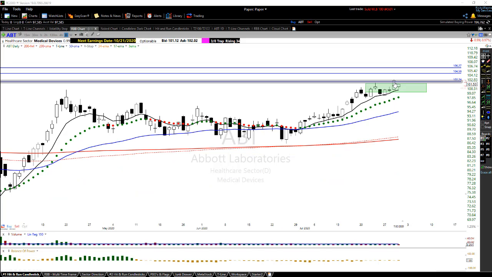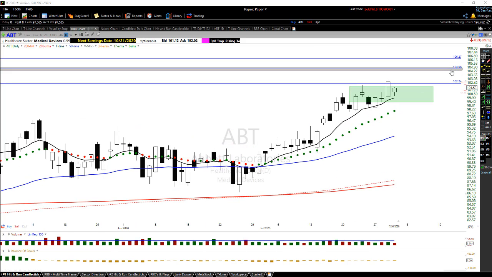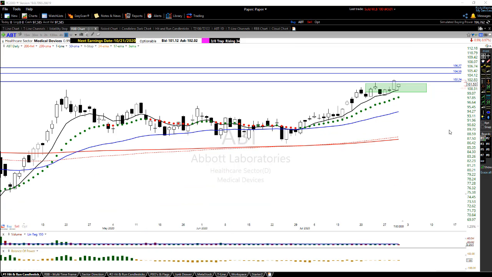Abbott is looking really good here. Abbott has already taken out our first target that we had off this little PBO here, pullback opportunity. It's taken out that first target. Now we're looking at 104.50, 104.60, up into the 106.25 range here on Abbott.